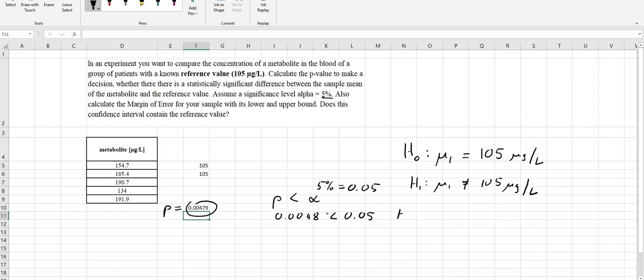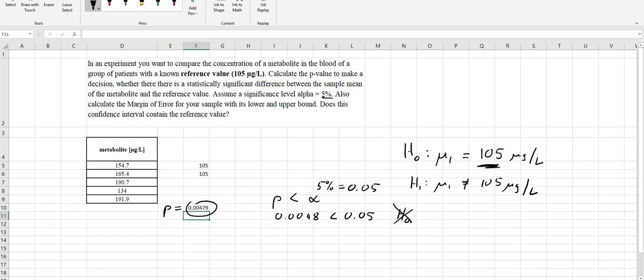So that means we can safely reject our null hypothesis, and we can say that most likely the sample mean that we calculate for our sample is not close to the reference value.